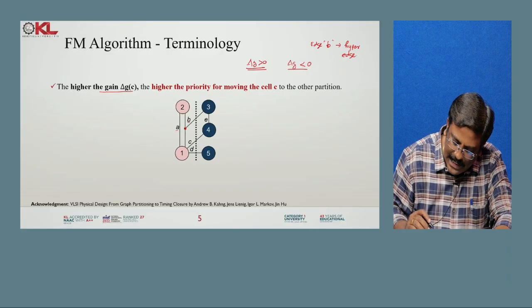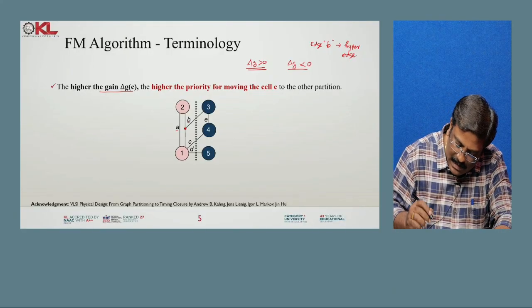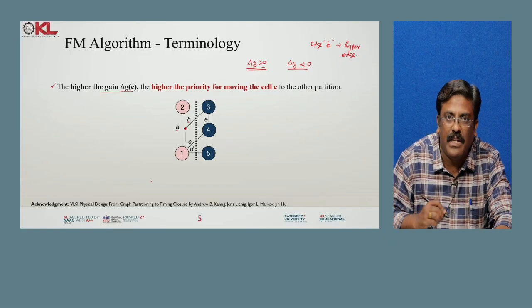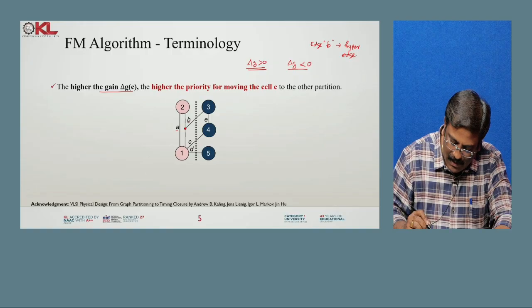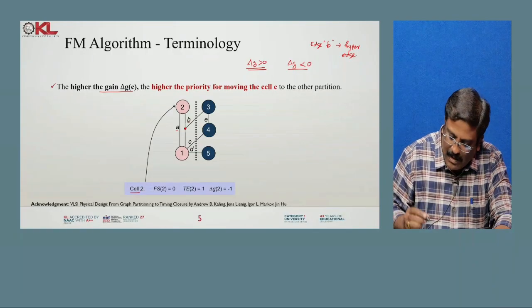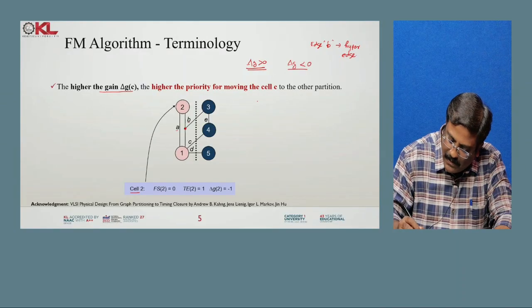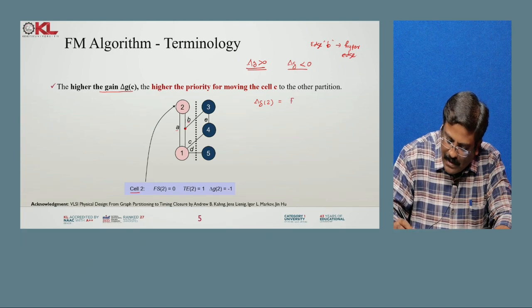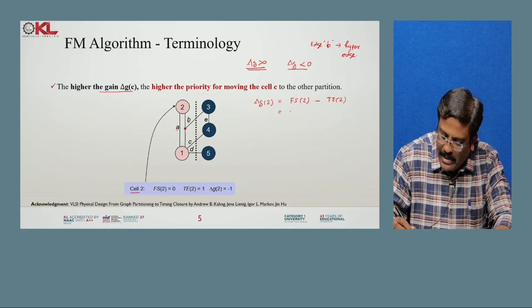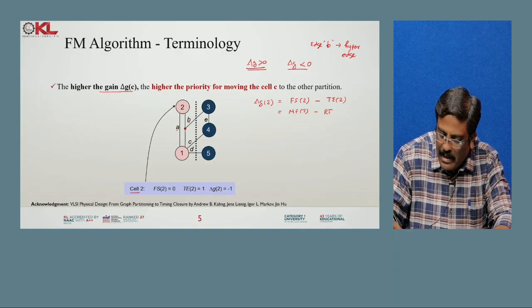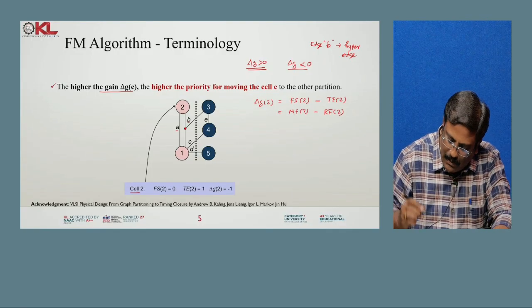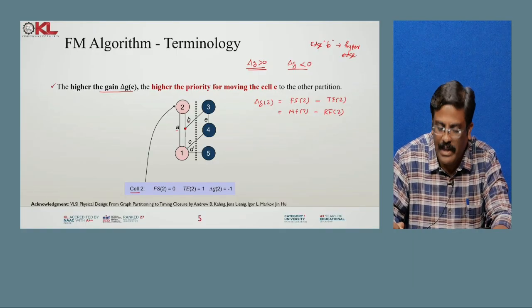Okay. So now let's try to estimate del G of C for one cell. So how can the estimation for cell 2 be done? What is the formula? Del G of 2 is equal to Fs of 2 minus T of 2. Fs of 2 is the moving force of 2, and T of 2 is the retention force of 2. So for 2 we have to calculate the moving force as well as the retention force.